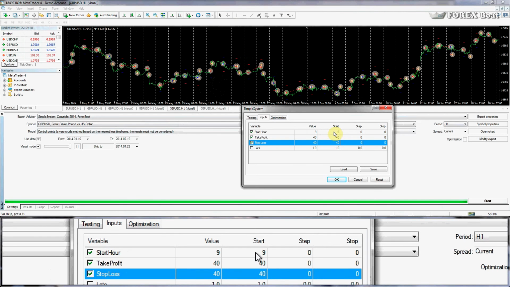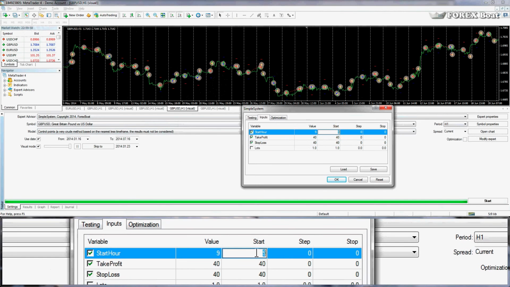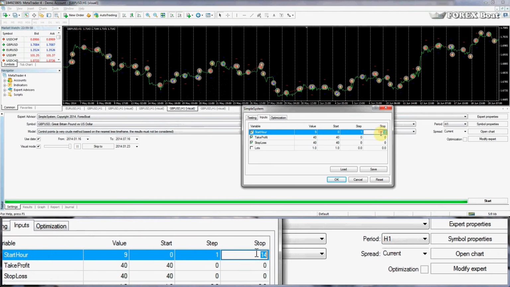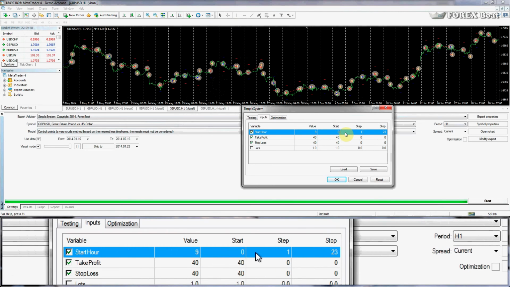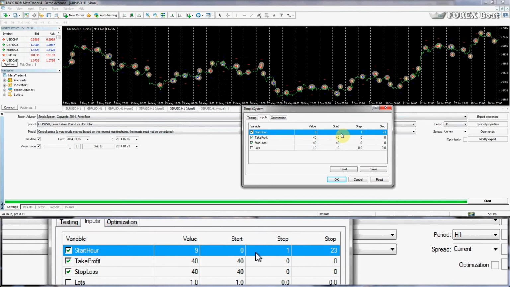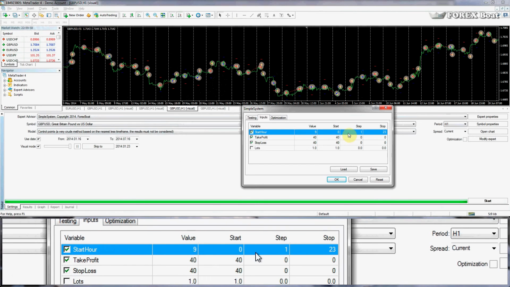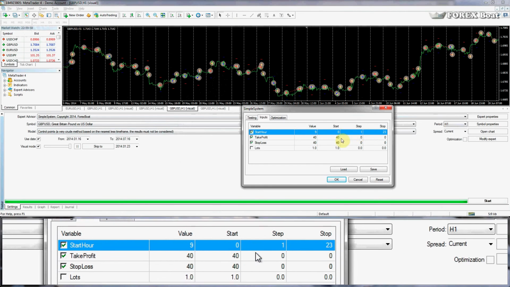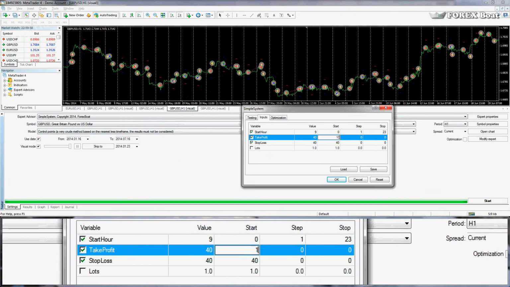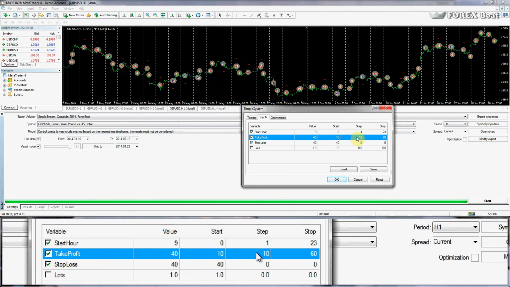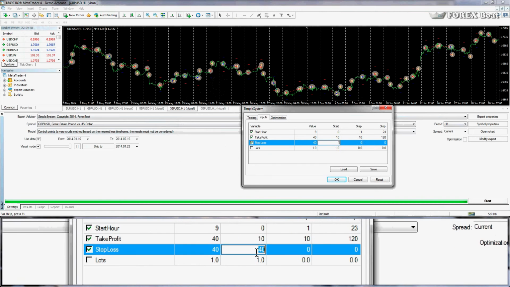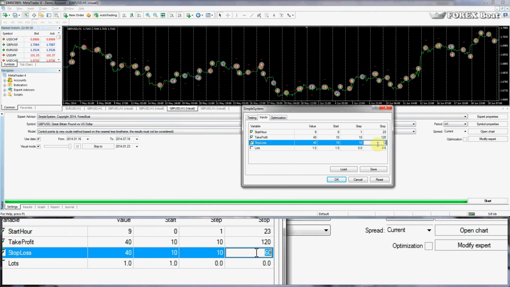We're going to optimize start hour in the period between 0 and 23 with a step of 1. That means we'll start at 0, then go to 1, 2, 3, and so on, up to 23 in the end. So we'll check all those hours. Also, we'll check the take profit. We'll start with 10, go with a step of 10, and go up to 120. And the same for stop loss: 10, 10, and 120.